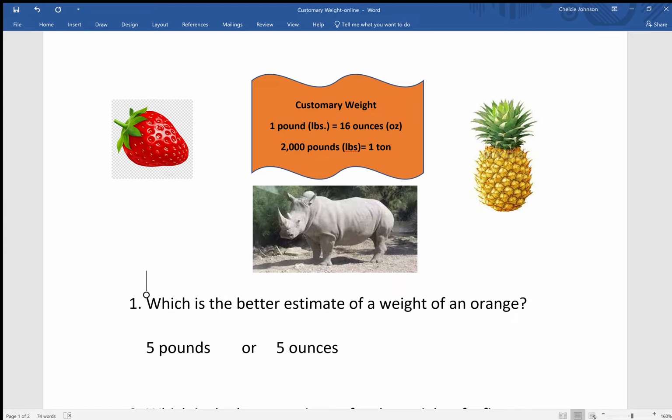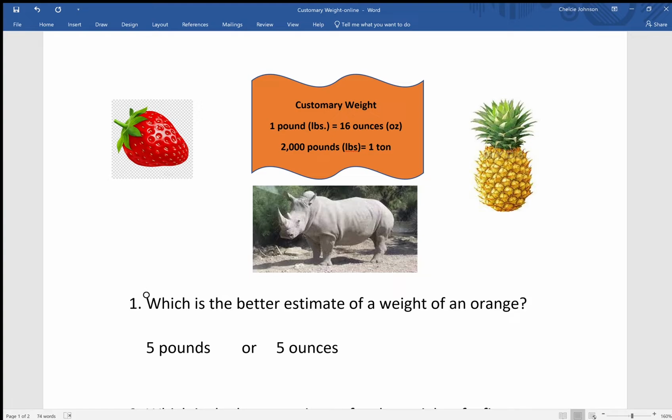Johnson again. Today we're going to look at customary weight. So if we look at our conversion chart at the top, it says 1 pound equals 16 ounces and 2,000 pounds equals 1 ton. And then I put on some pictures here just so you can kind of see what weighs about that amount.